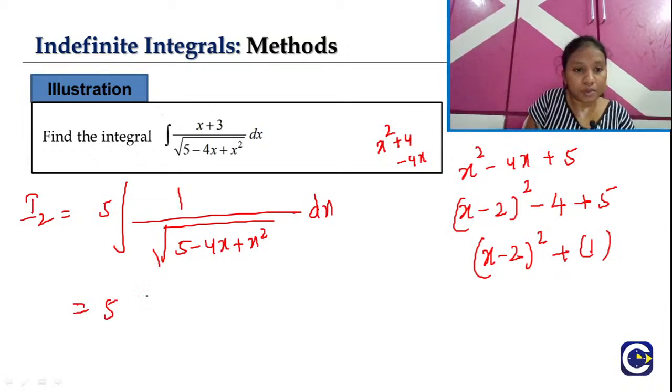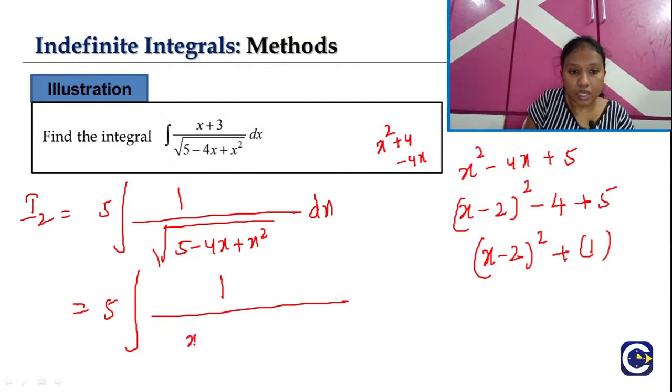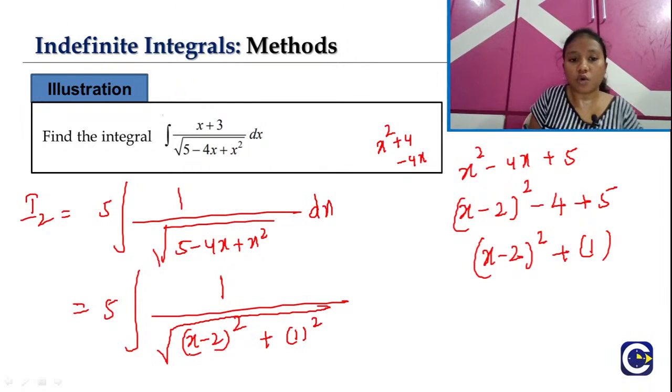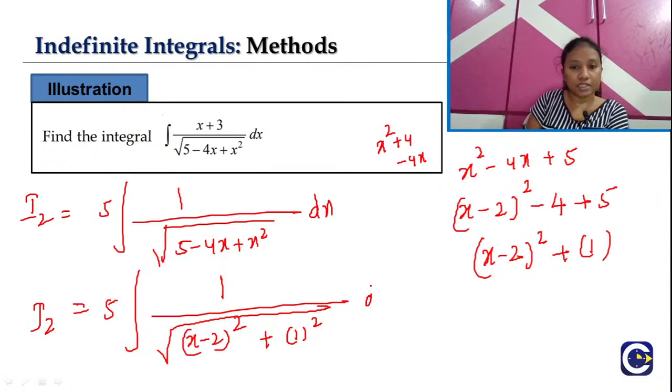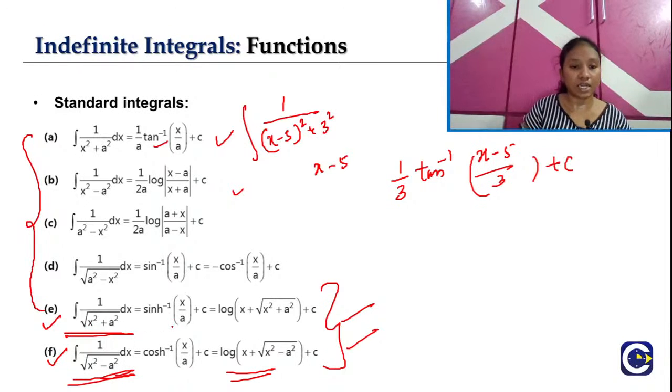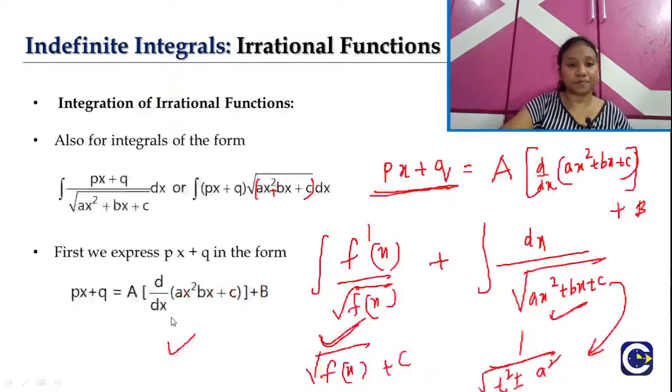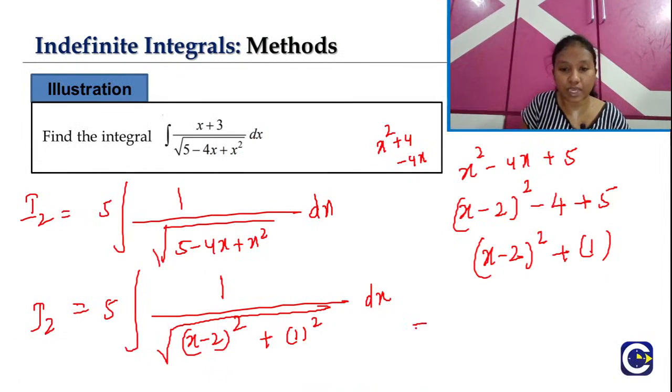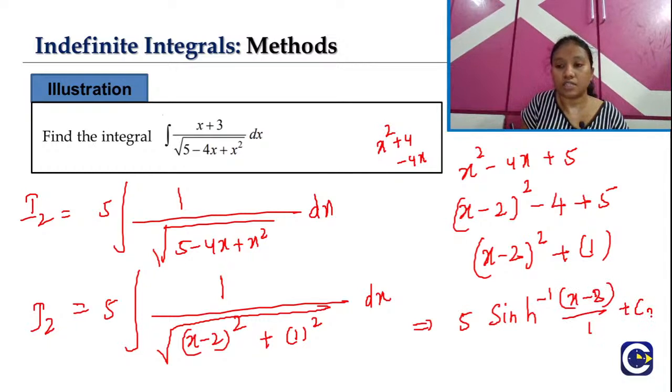So now this will be 5 integration of 1 divided by root over x minus 2 whole square plus 1 square, since 1 square is also fine. This is according to our standard integrals which we have seen in our previous set of slides, 1 by root over x square plus a square. So let's get back there and see what the formula is. 1 by root over x square plus a square is sinh inverse x by a. So 5 into sinh inverse, what is our x here? x minus 2 by a, that is 1, plus constant c2.